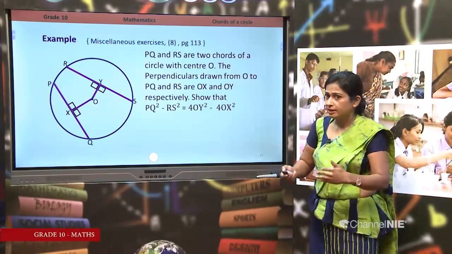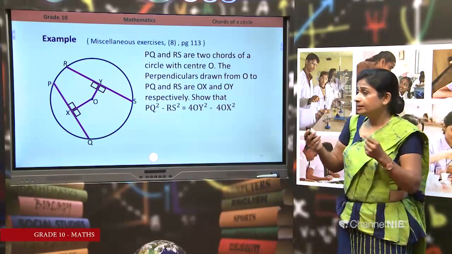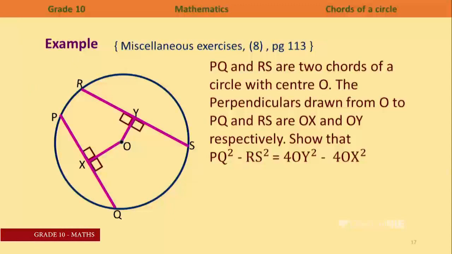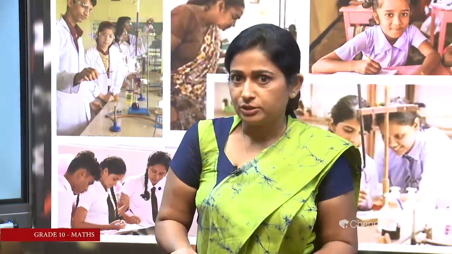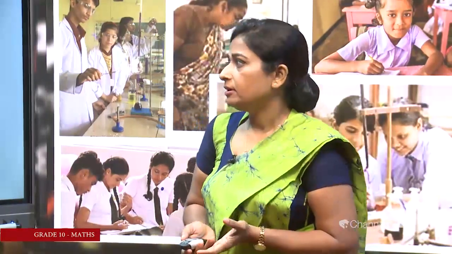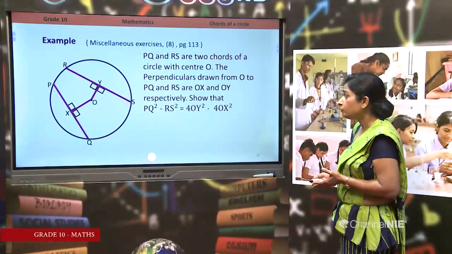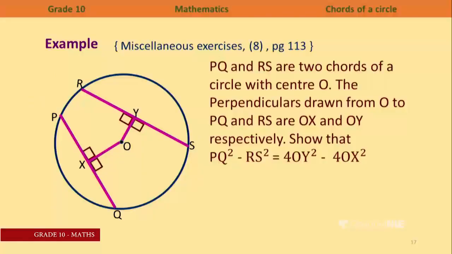First, you read the sum several times, one time and second time, and highlight the things that you should remember. Look at this one: PQ and RS are two chords of the circle with center O. The perpendiculars drawn from O to PQ and RS are OX and OY respectively. Show that PQ squared minus RS squared is equal to 4OY squared minus 4OX squared.